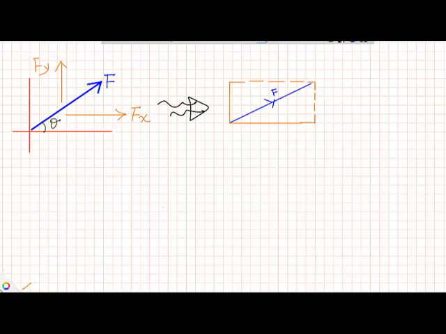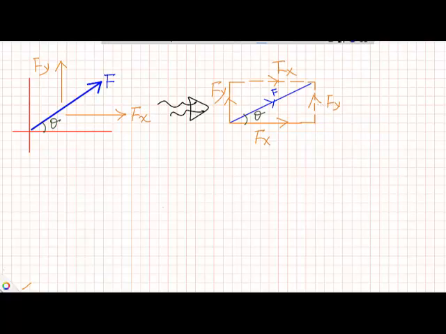Of course this is Fx and this is Fy. Because they are parallel, this will also be Fy and this is also Fx. And of course we don't want to forget the angle theta here. So we're trying to get the relation between the angle and Fx and Fy. So let's go ahead and do that.